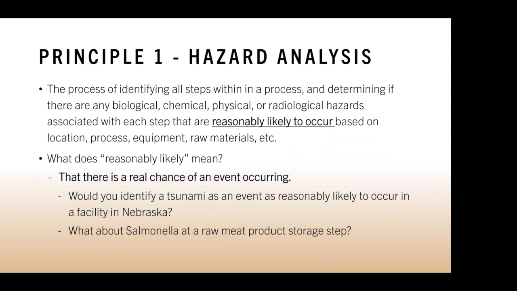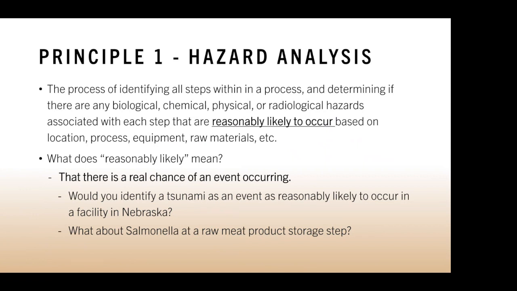Now that the flow diagram is complete, we can move on to conducting a hazard analysis, which is principle 1 of the 7 principles of HACCP. So, a hazard analysis is the process of identifying all steps within a process and determining if there are any biological, chemical, physical, or radiological hazards associated with each step that are reasonably likely to occur based on location, process, equipment, raw materials, etc. Notice how we've underlined the verbiage reasonably likely to occur on the slide.